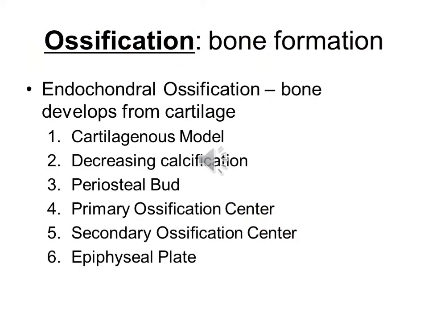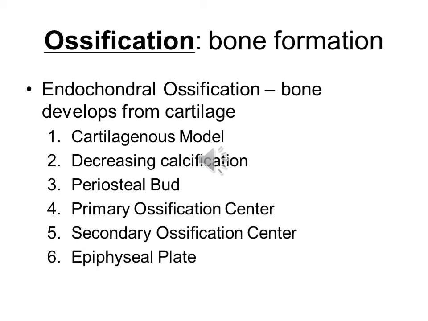So ossification, generally speaking, has to do with bone formation. We have two different types we're going to talk about: endochondral bone and membranous bone. So the first one we're going to talk about is going to be endochondral ossification. Some basic things to remember is that bone forms from mesenchyme and mesenchymal cells of the embryonic connective tissue. In endochondral ossification, you're talking about bone that develops from cartilage.